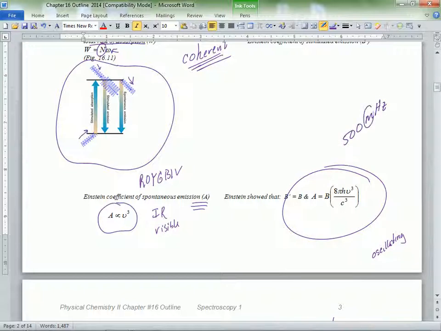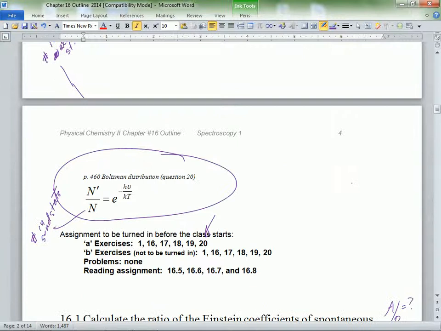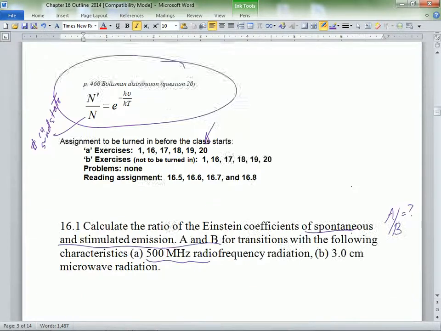Just know what all these symbols represent. So just write in 500 times 10 to the 6. That's what your frequency will be. And you've got to cube it, times Planck's constant, divided by the speed of light cubed. Just make sure everything's in standard metric units, and you'll do good.